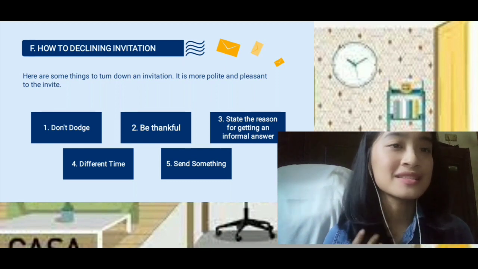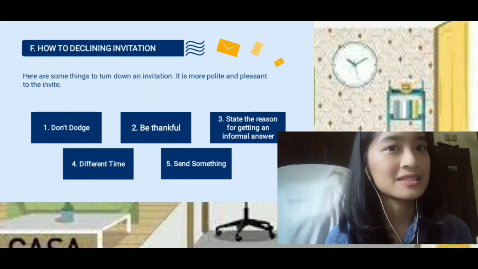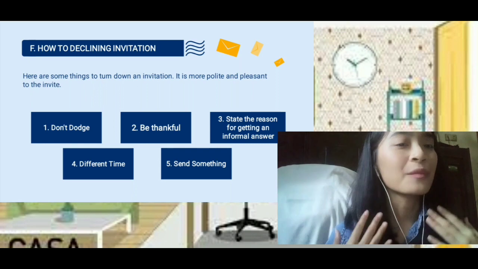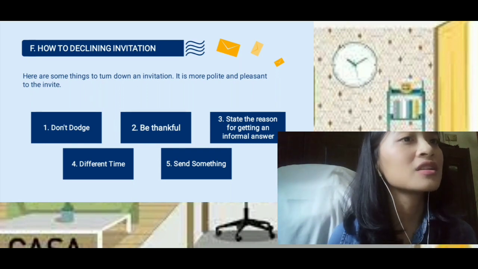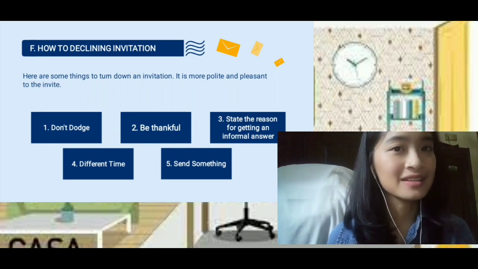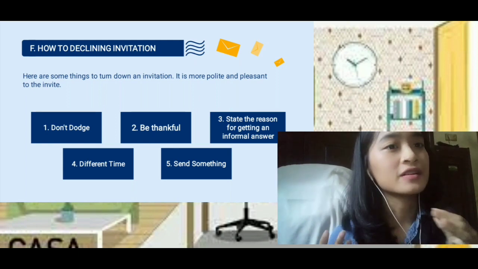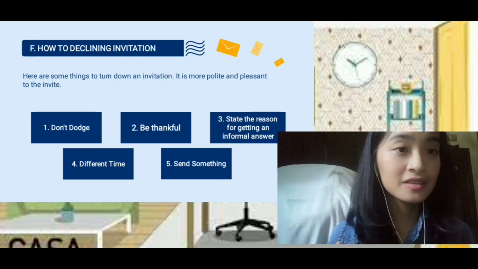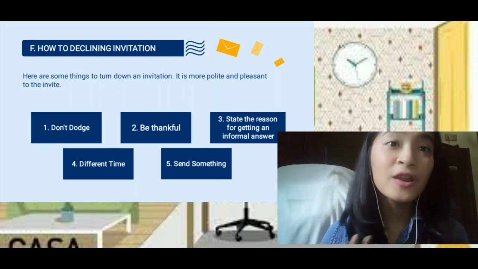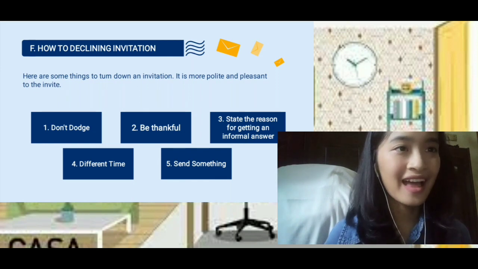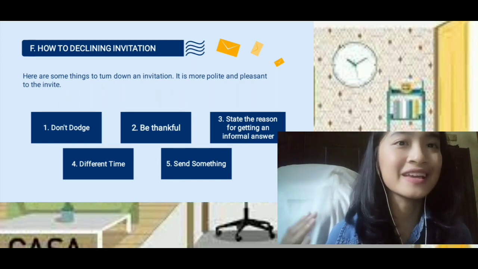You can use these expressions, such as: I am very honored you invited me, but my apologies. I have other things that I need to do that day that simply cannot wait. Or for the informal invitation, you can say: How kind of you to invite us, but I am afraid I cannot make it. I have promised my mother to take her to the doctor.